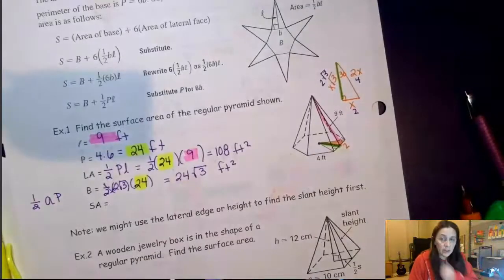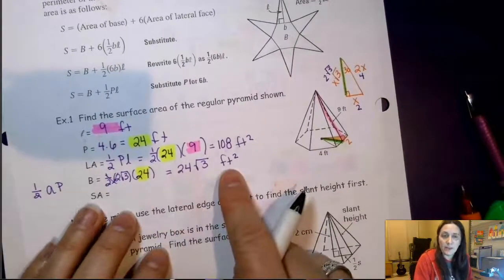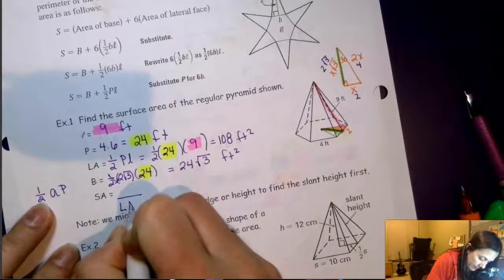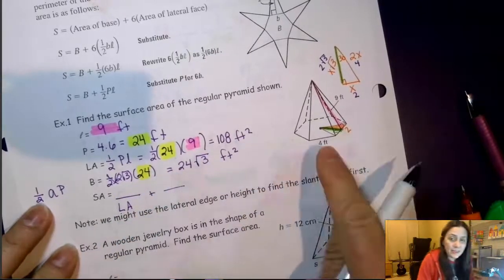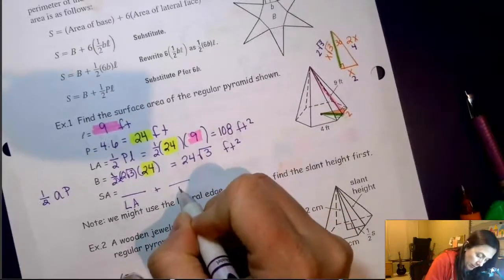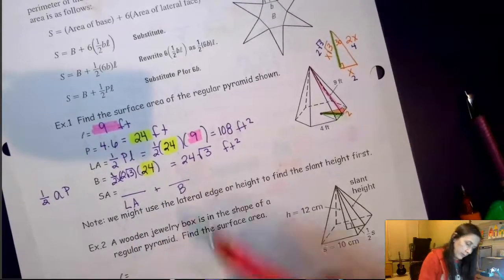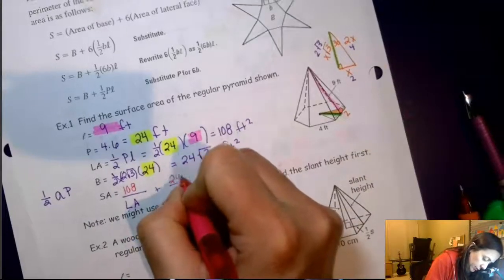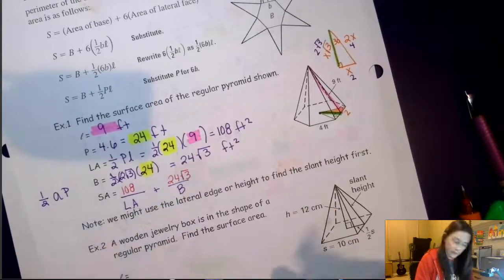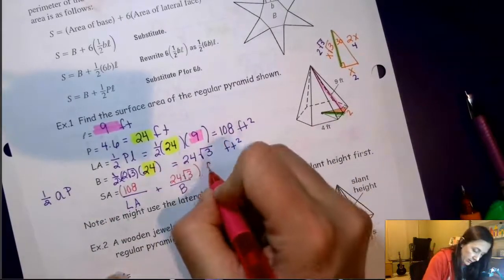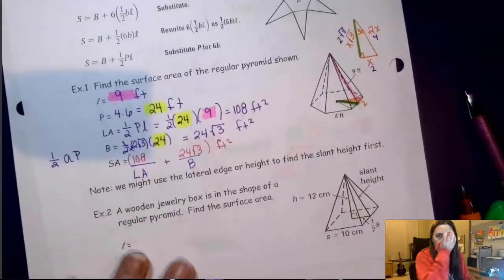Okay, so now the surface area, I have the area of the base by itself, I have the lateral area. Surface area is going to be my lateral area plus, now this time I don't have 2 bases. In the last set of notes you had 2 bases. This time I only have 1, so I just have to add 1 base over here. My lateral area is 108. My base area is 24 root 3. That's all feet squared. I cannot combine those because they're not like terms, so I'm going to leave it feet squared. And there we go.